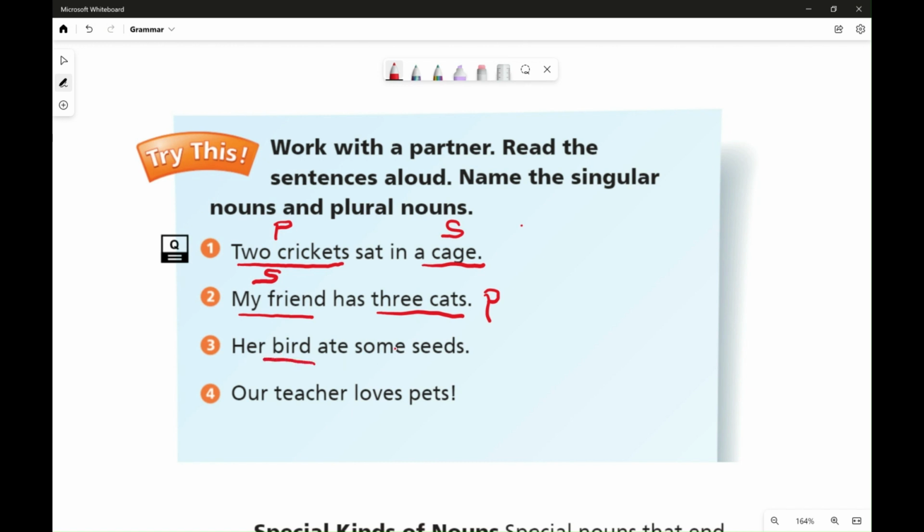Her bird ate some seeds. Bird is just one bird, so it's singular. And then seeds, it says some seeds, so it's plural. Our teacher loves pets. Our teacher is one, so it's singular. And pets is plural, since it's more than one.